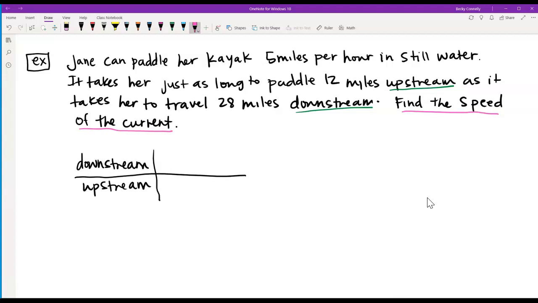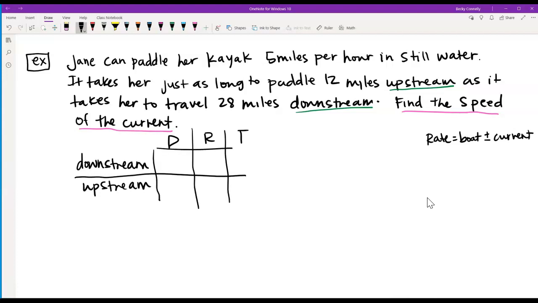Now remember, last time we talked about these distance equals rate times time problems, I told you that rate is comprised of two things. It's the speed of the boat plus or minus the speed of the current. We talked about how those two things together make up the rate, and we've got to remember that when we're figuring this out too. So let me put up here my distance, rate, and time.